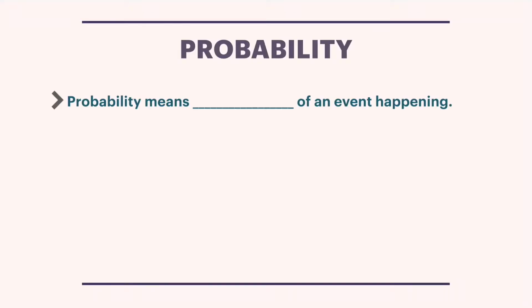Let's first define what probability is. In mathematics, probability means a likelihood of an event happening. Higher probability means that the event is very likely to happen, and low probability means that the event is less likely to happen. Probability could be as small as 0, meaning that it has no chance of happening, and it could be as big as 1, meaning that it has a 100% chance of happening.